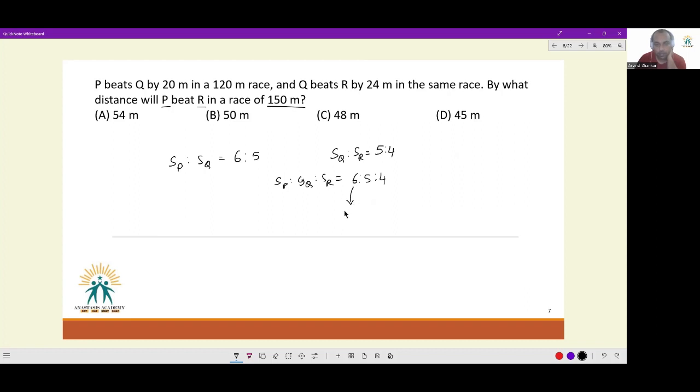P will win when he gets to 150 meters. This is into 25. In that time, R would have run 100 meters, so the distance by which P beats R is going to be 50 meters.